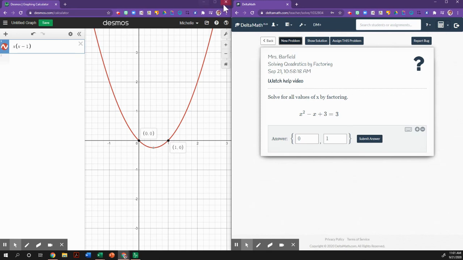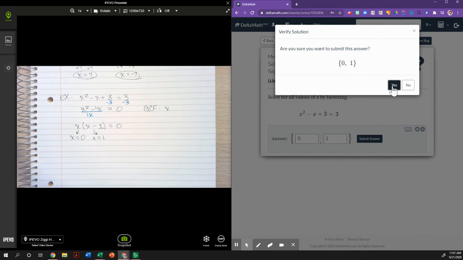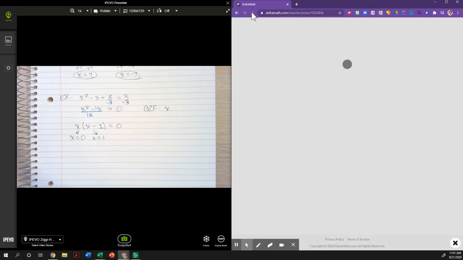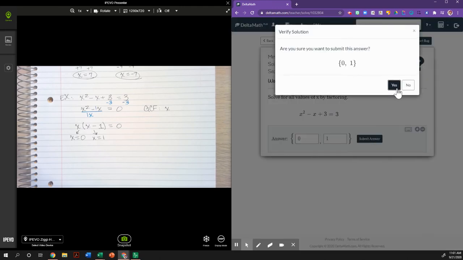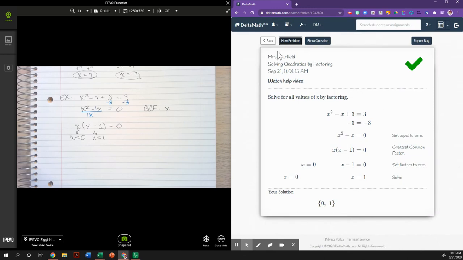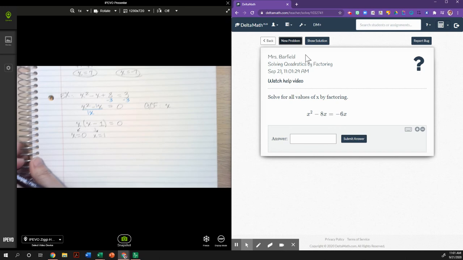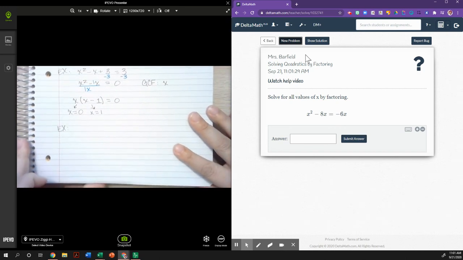Yes. Let's try it again. Delta Math doesn't like to work at the moment. So 0, comma 1, submit. There we go. All right, let's try a new problem, and this will be the last one, and then you will be left to continue.